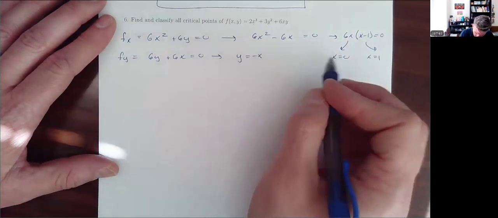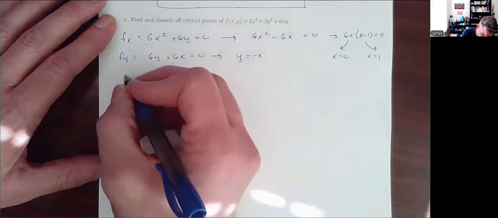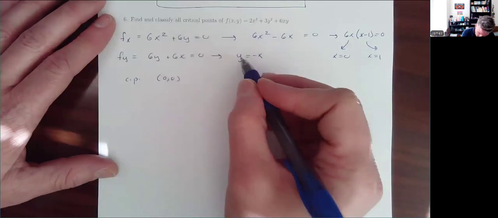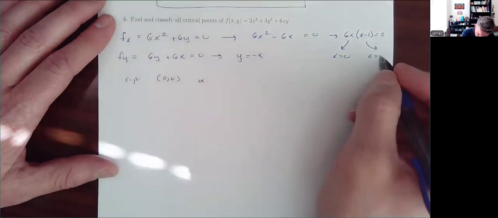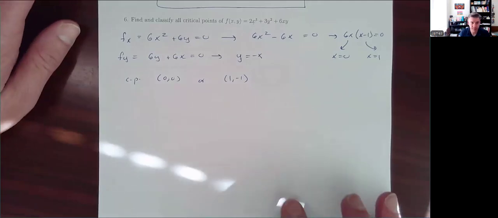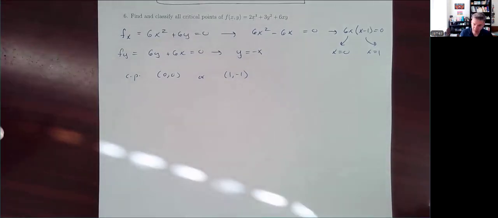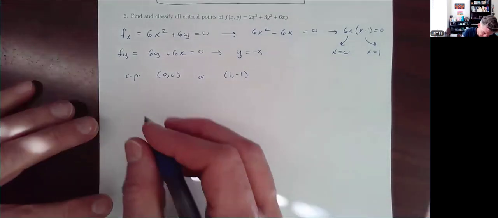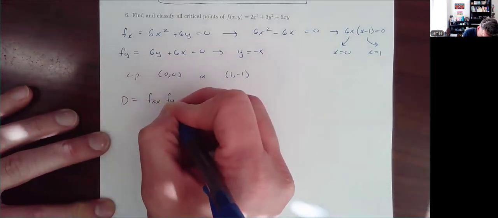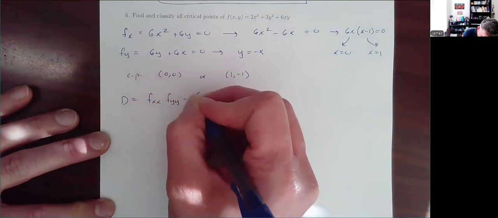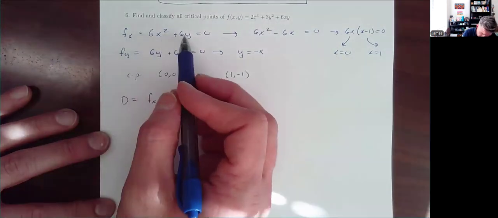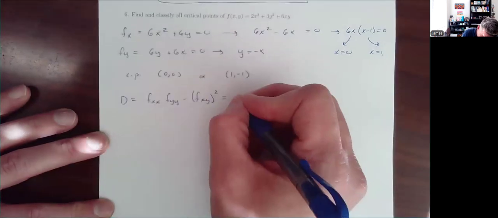So if x is 0, then y is going to be negative 0. So my critical points are going to be either 0, 0, x is 0, y is 0, or if x is 1, y is going to be negative 1. Those are my two critical points. Now we have to classify them, which involves finding the capital D thing. So capital D, which is fxx times fyy minus fxy quantity squared, is going to be, let's see, fxx. So fx is 6x squared plus 6y. So fxx is going to be 12x.